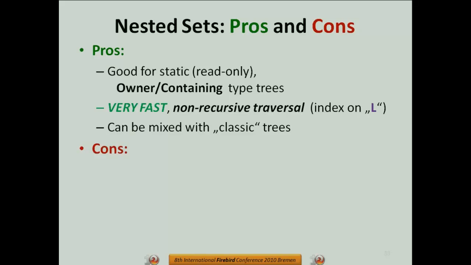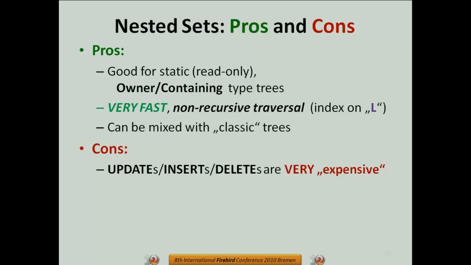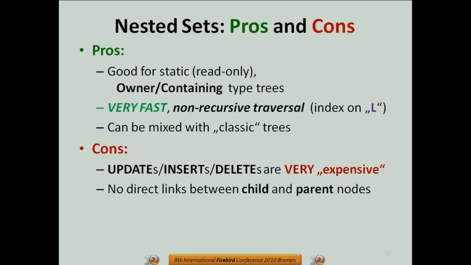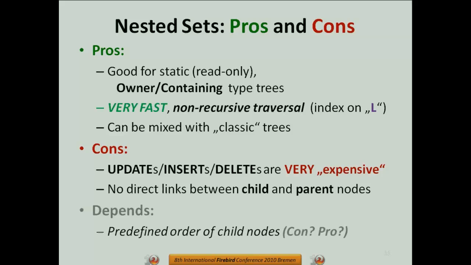So we've seen some of the cons on the slides already. Whenever you change data in those trees, every update, every change is pretty expensive. If you have bad luck and you want to delete the leftmost node in the tree, you have to update all the other nodes in the tree just to get those nested sets ordering back right. So changing is pretty expensive. And we also saw that you don't have any direct links, either parent to child or the other way around. It's just this numbering scheme that gives you a way of traversing the tree, but you don't have any direct links.